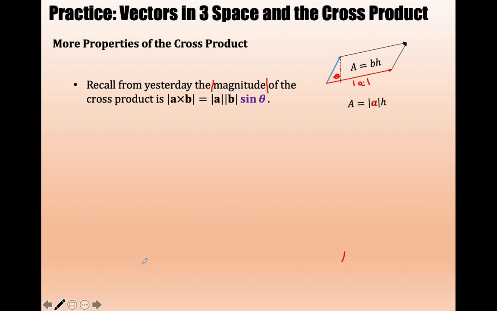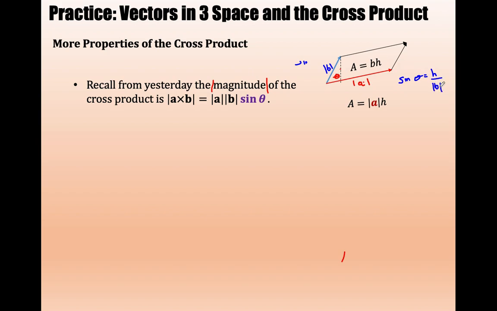To find the height of this parallelogram, I need this line drawn. Do you see this dotted line right here? And I have a little mini triangle with theta in there, right? So isn't it true that the sine of that angle, theta, is the height over what? The length of the blue vector.